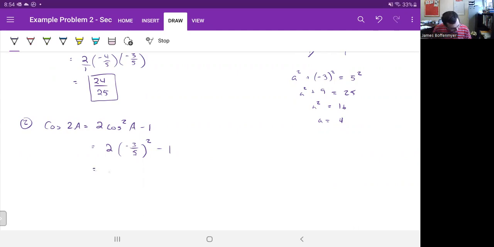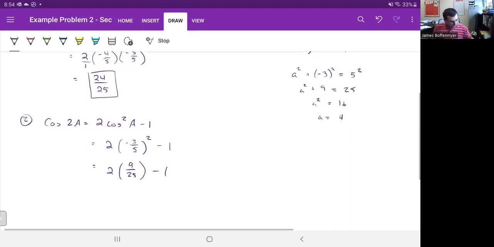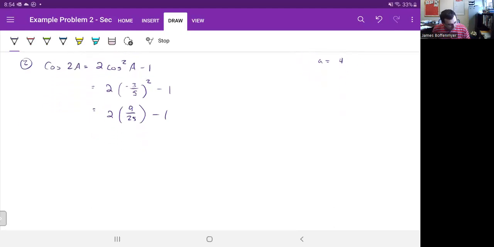So what that means, it would be 2 times -3/5 times -3/5, which would be a positive 9/25. Basically, that square gets applied to the top and it gets applied to the bottom. And then minus 1. So we took care of the exponents. Now we've got to take care of the multiplication. So that means that would be 2 times 9, which would be 18/25, and then minus 1.